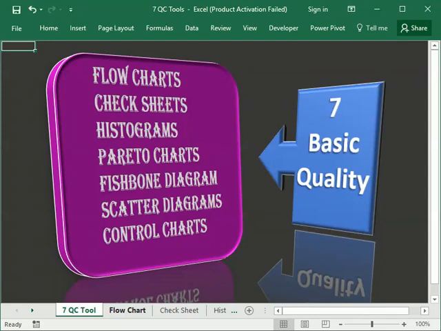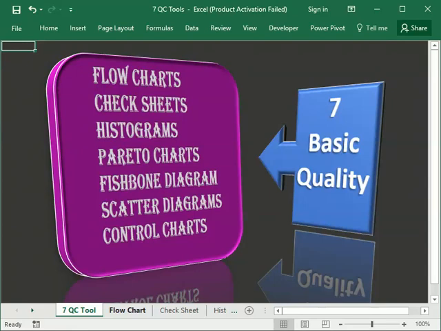7 basic quality tools, also known as TQM tools, are flowchart, checksheet, histogram, Pareto chart, fishbone diagram, scatter diagram, control chart. Now let's look at them one by one.